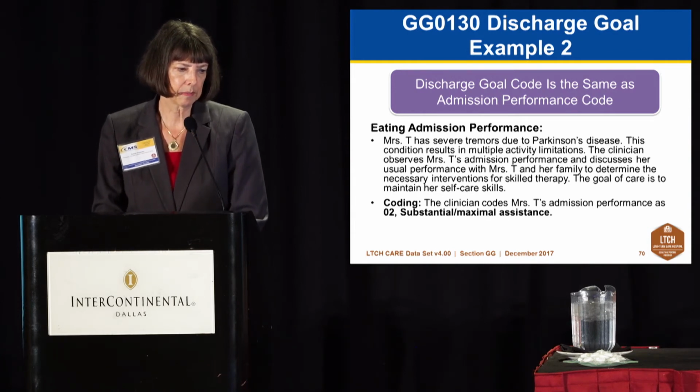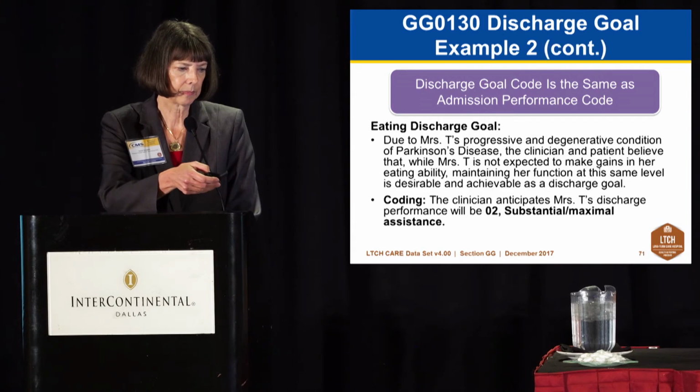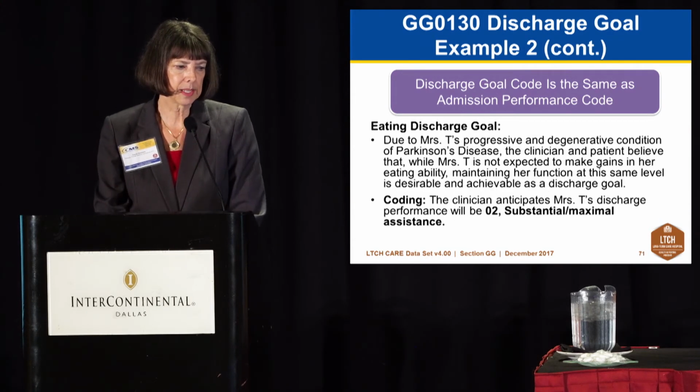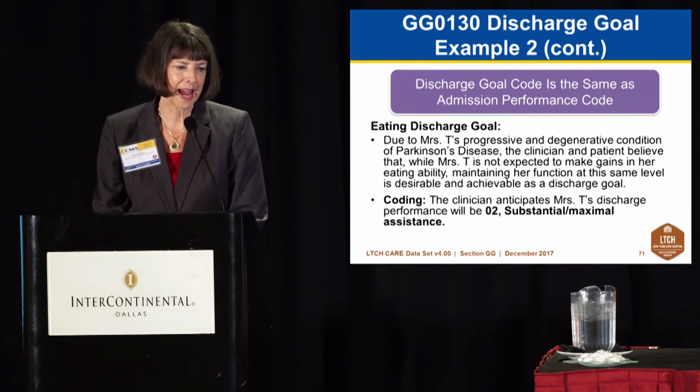So the clinician codes Mrs. T's admission performance as 02, substantial/maximal assistance. Due to Mrs. T's progressive and degenerative condition of Parkinson's disease, the clinician and the patient believe that Mrs. T is not expected to make gains in her eating ability, and maintaining her function at the same level is desirable and is set as her discharge goal. So the clinician anticipates that Mrs. T's discharge performance would be 02, substantial/maximal assistance.